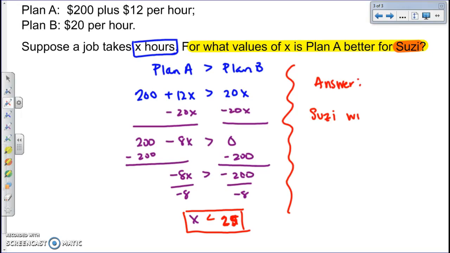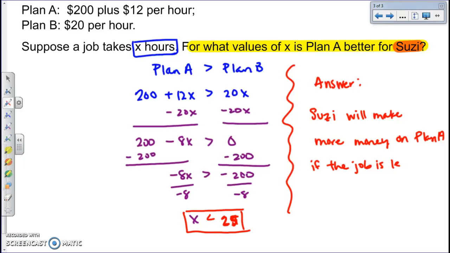But Susie will make more money on plan A if the job is less than 25 hours. So since this is a word problem, we want to give our answer as a sentence. So Susie will make more money on plan A if the job is less than 25 hours.